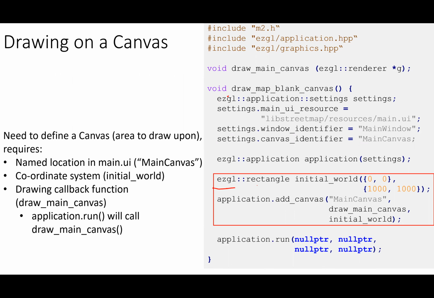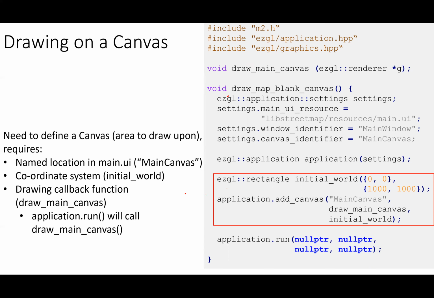So we create an object. It's in the EasyGL namespace. So it's called EasyGL rectangle. We're going to name it initial world. And it's basically 2 points, a lower left and an upper right on the screen. So we're saying the lower left corner of the screen is going to be at coordinates 0, 0. And the upper right corner of the screen is going to be at coordinates 1,000, 1,000. Nothing magic about this. I could choose any coordinate system I want. This is just one that we decided to use. Okay.